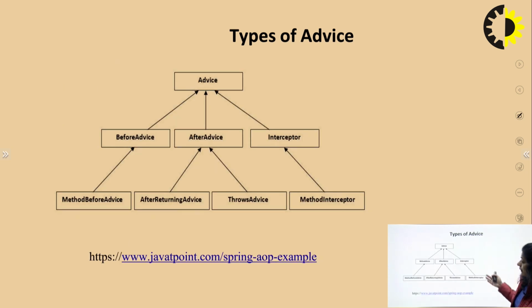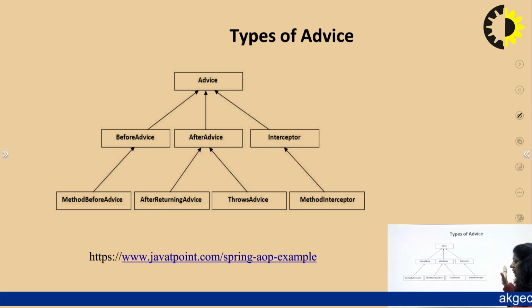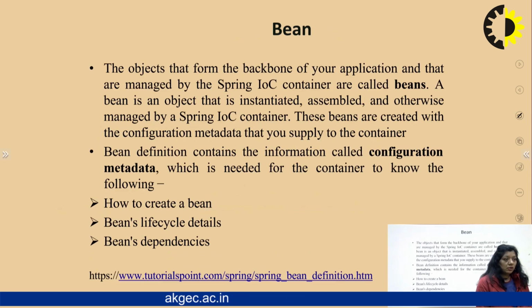So these are the types of advice: before advice, after advice, and we have interceptor. Method before advice and after advice, we implement after returning advice and throws advice, and method interceptor. So firstly we have method before advice, after returning advice, throws advice, method interceptor, and all these are linked to the advice.